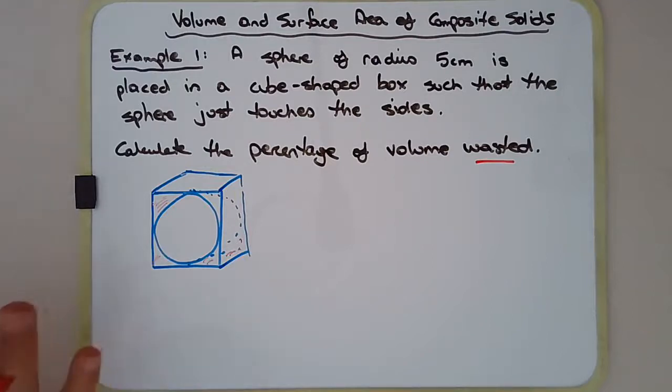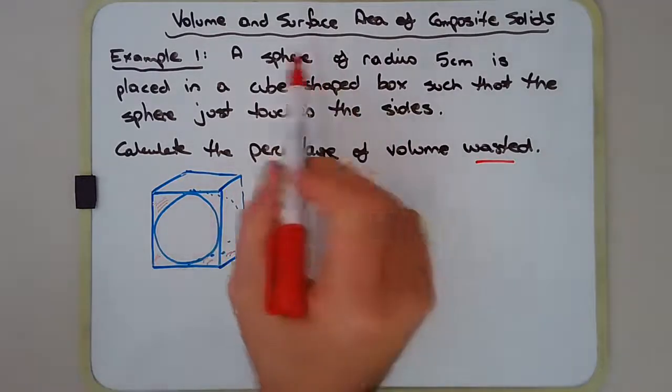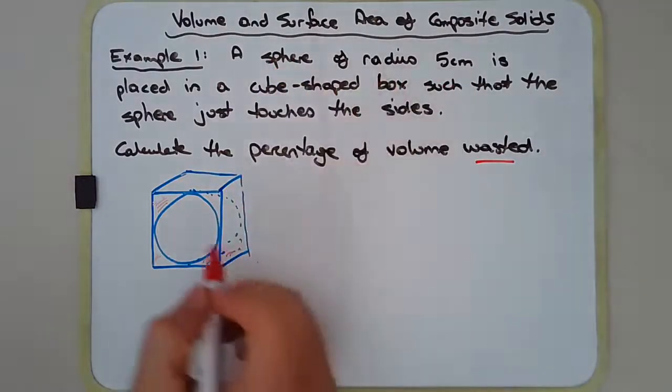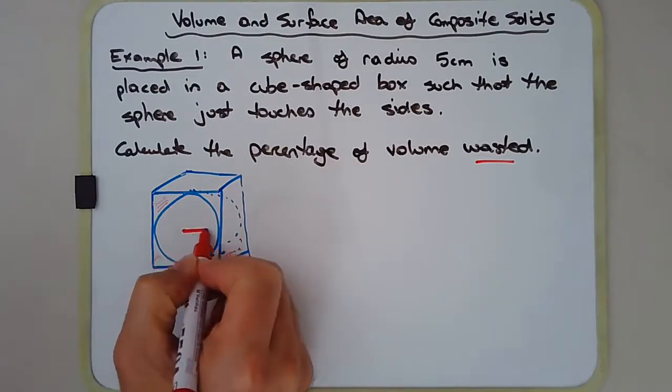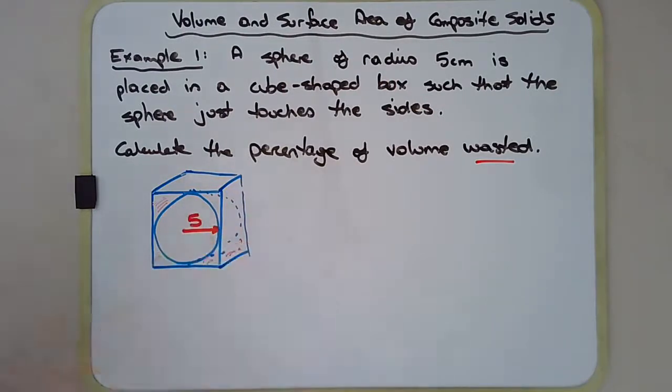This might look like an easy question. It is an easy question, but there's a couple of pitfalls we've just got to be careful about. As long as we're careful about that, the question's fairly easy to tackle. First things first, let's work out the dimensions of the box. We're told that the sphere is radius 5 centimeters, so from here to the edge, that's 5 centimeters. So what would the dimensions of the box be?